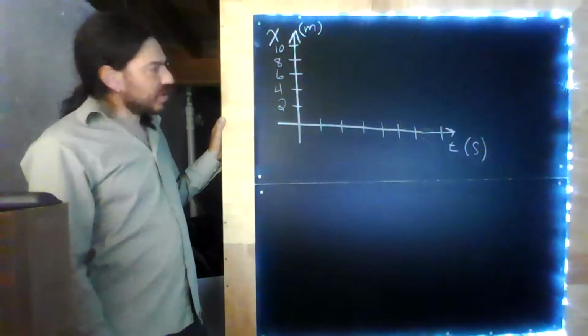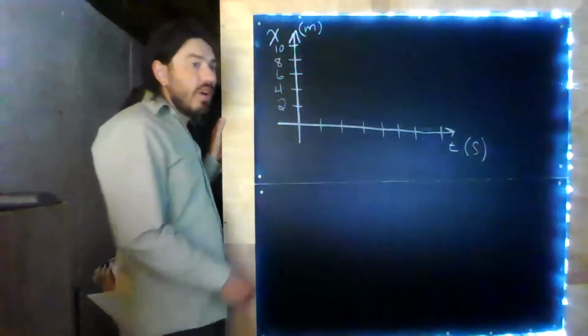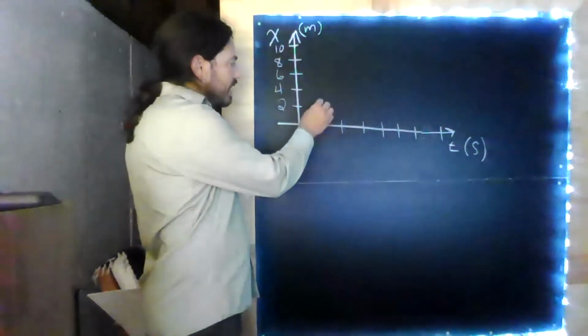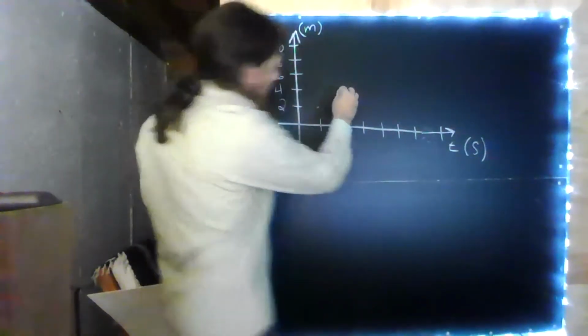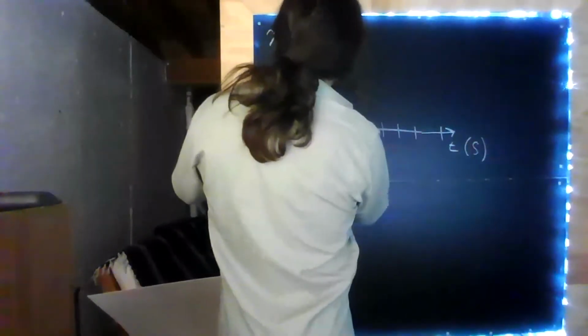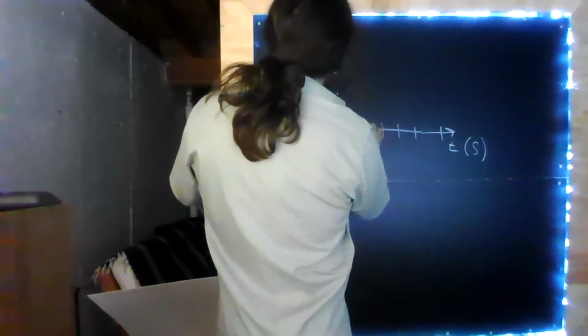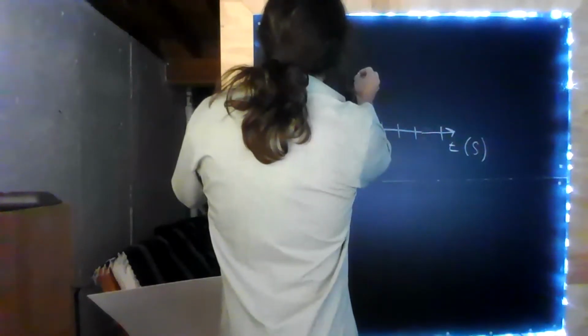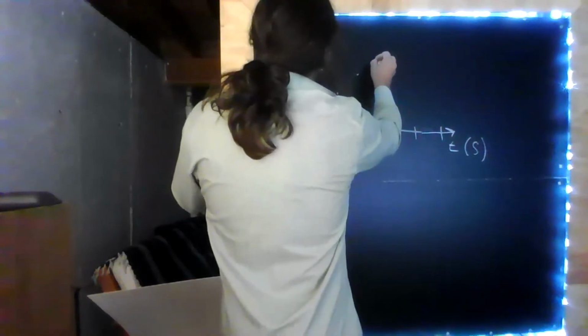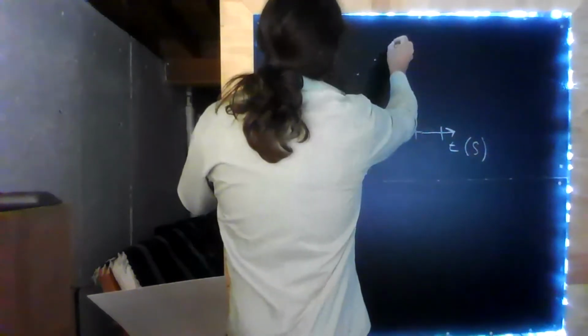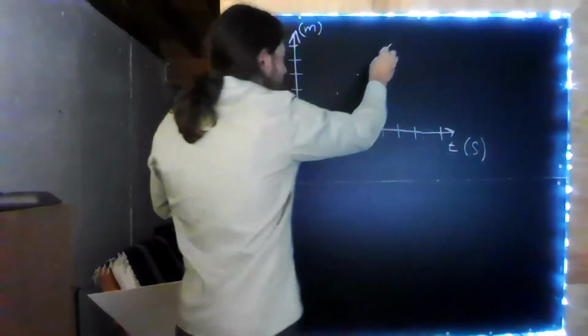So 2 meters per second for 5 seconds. So after 1 second, I will be at 2 meters. After 2 seconds, I will be at 4 meters. And so on. After 3 seconds, I will be at 6 meters. And after 4 seconds, I will be at 8 meters. After 5 seconds, I will be at 10 meters. Okay, so there we go.